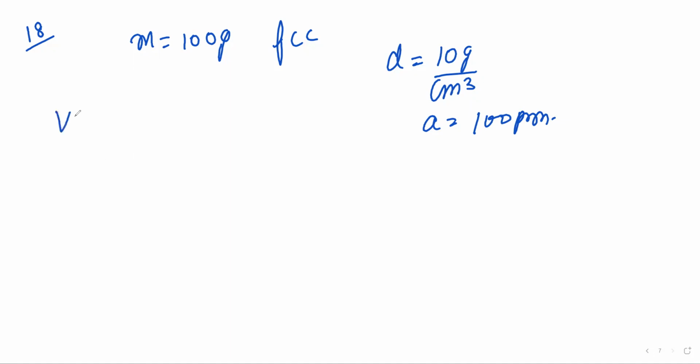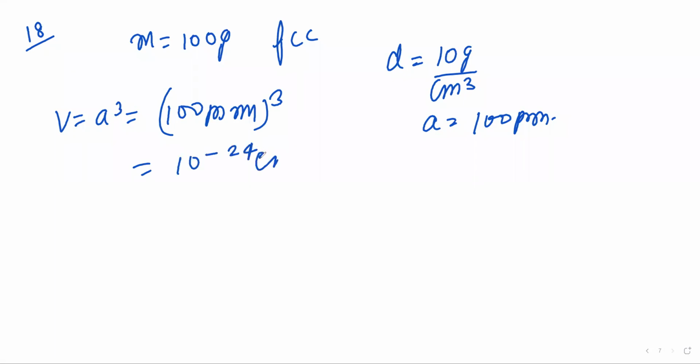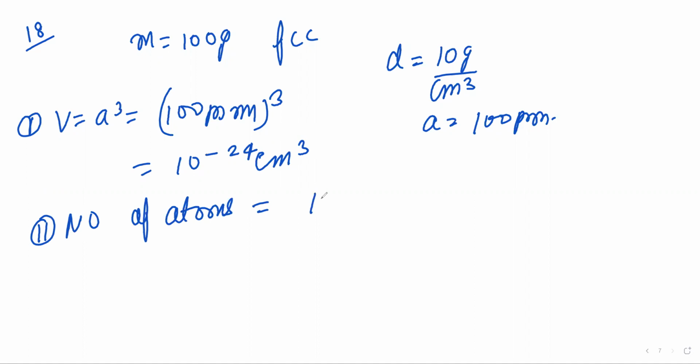So what will be the volume? Volume will be a cube. So it will be how much? 100 picometer raised to cube. So pico means 10 raised to minus 12. So finally it will be 10 raised to minus 24 centimeter cube. So number of atoms is equal to 10 by 10 raised to minus 24. So it will be equal to 1 into 10 raised to 25.